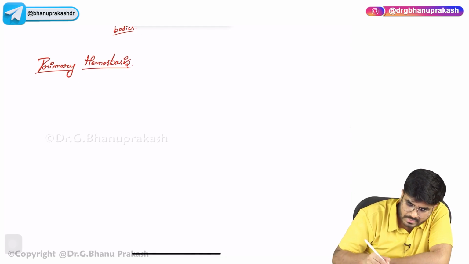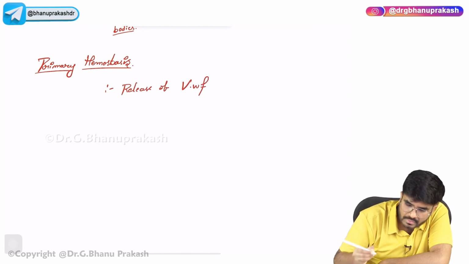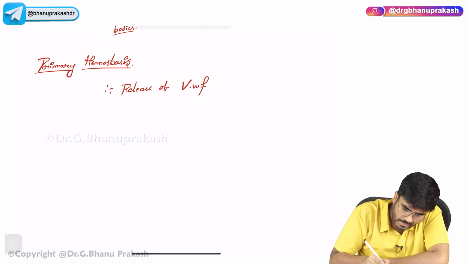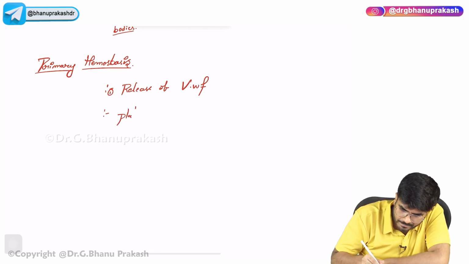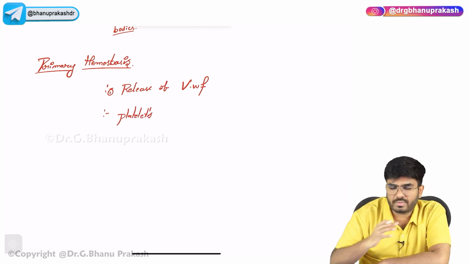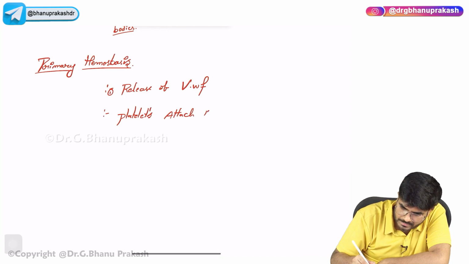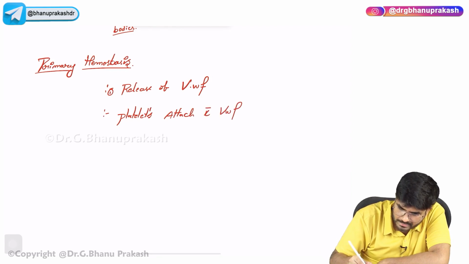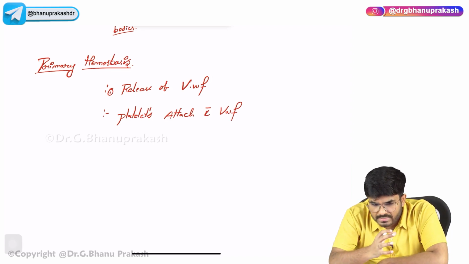So now what happened? There is release of von Willebrand's factor from the Weibel-Palade bodies. First thing. Next, the platelets which are present in the blood vessel, which are present in the plasma, which are simply going through the plasma, attach with von Willebrand's factor.